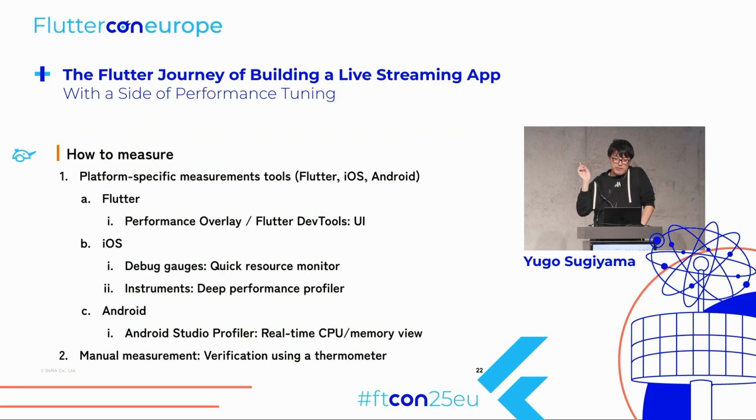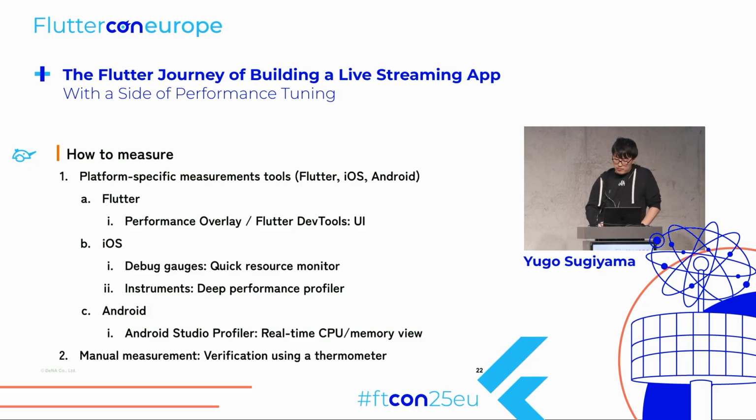And here, I'll summarize how we perform the measurement. The basic tools are the standard ones used on each platform: Flutter, iOS, and Android. For Flutter, we use the performance overlay and the dev tools that I mentioned earlier. For iOS, we use Xcode debug gauge for simple checks and quick measurements, and Instruments when we need more detailed profiling. And for Android, we mainly use Android Studio Profiler, especially for measuring the CPU usage.